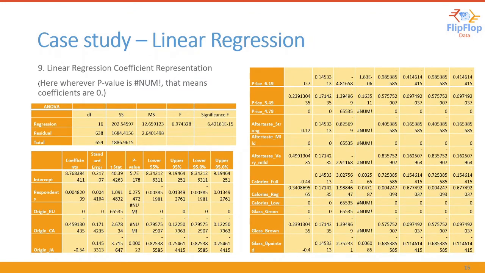Then comes the linear regression part. Here linear regression has again been computed using Excel. You can see the result: the coefficient, standard error, p-value, the confidence interval, everything is shown over here along with the ANOVA table. Wherever the p-value has been mentioned as #NUM, that is because the coefficients related to those p-values are actually 0. That's the reason the p-value has not come up and it shows #NUM.